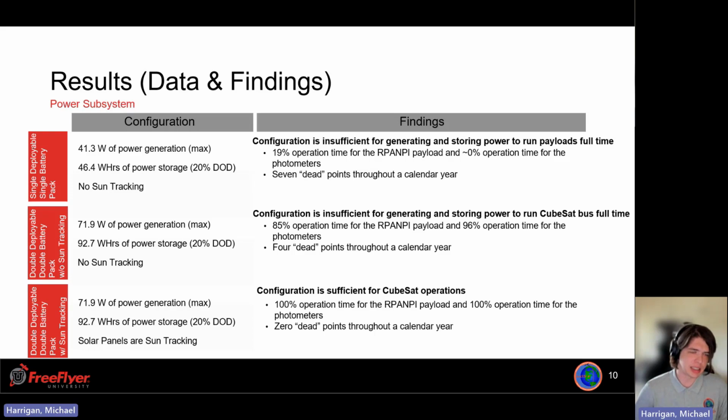The exact stats of what the single deployable solar panels versus a single battery pack versus the doubles of them can be seen in that configuration column. But the main finding, and we're going to go into a little bit more detail about it here, is that the double deployable double battery pack with sun tracking is the only configuration that would suffice for this mission.